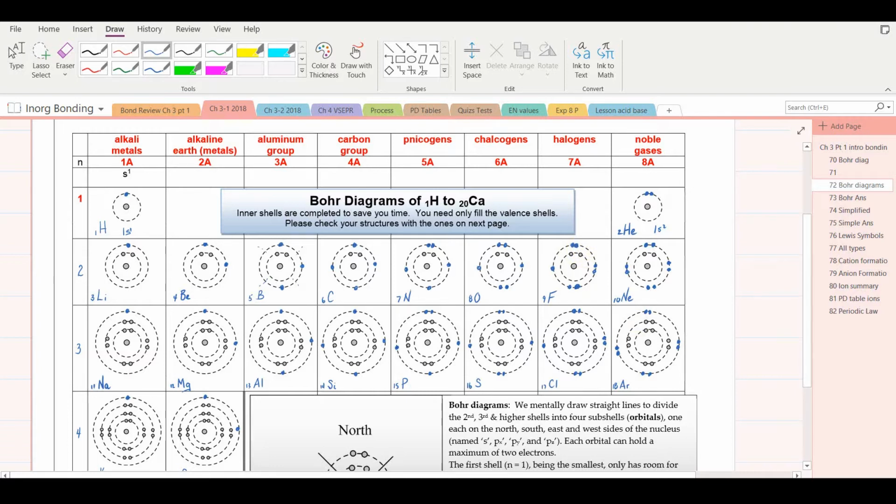In group 8A, they all have 8 electrons in the valence shell except for helium, which has 2 electrons in its valence shell. And they're all full. Their valence shells are full.